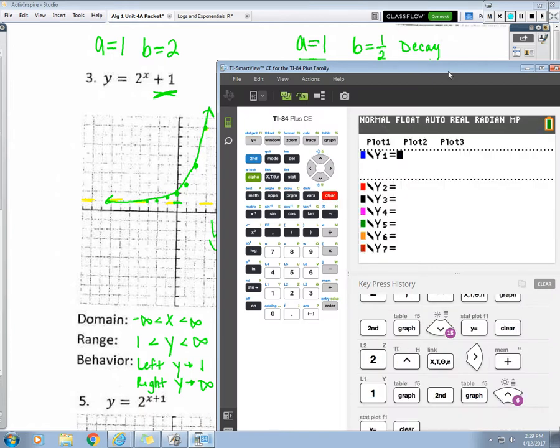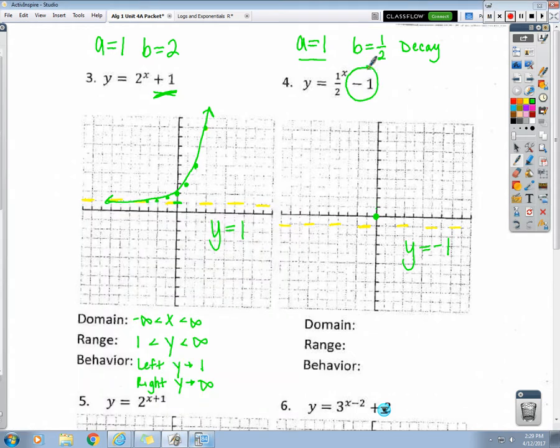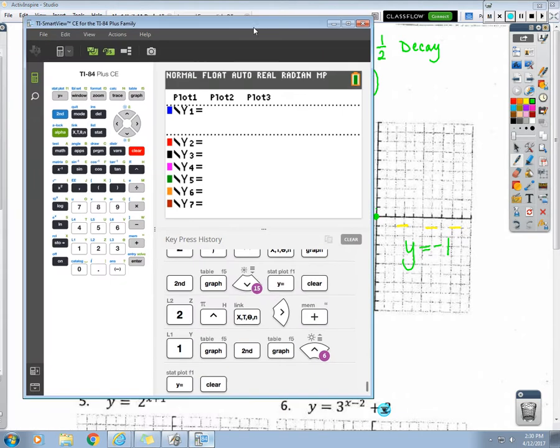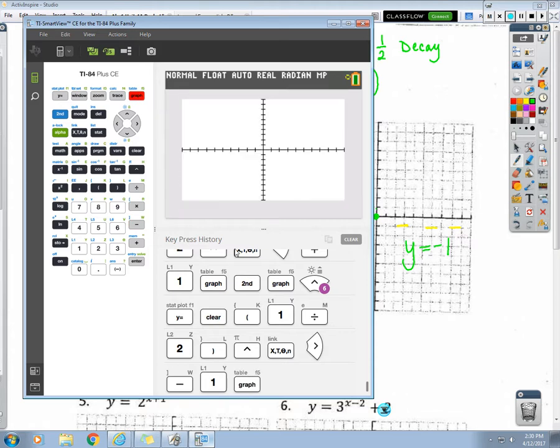It is, however, it starts at 1, but then this minus 1 tacked on the end moved it down a unit. Well, just use your table, okay? Alright, so y equals 1/2 to the x power minus 1. So the graph will look like that, which is definitely a decay. See how it goes below the x-axis because the asymptote moved to negative 1?